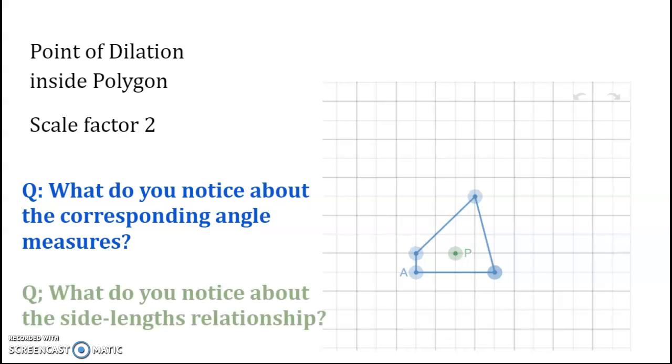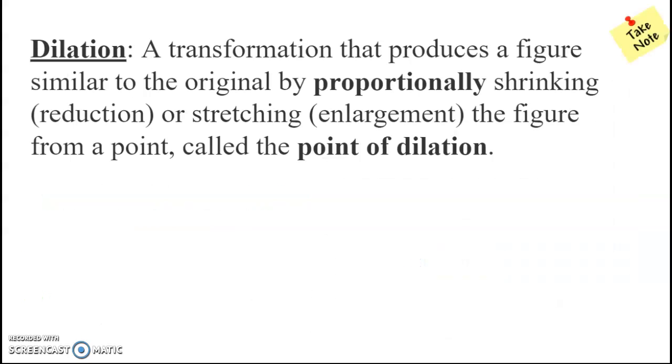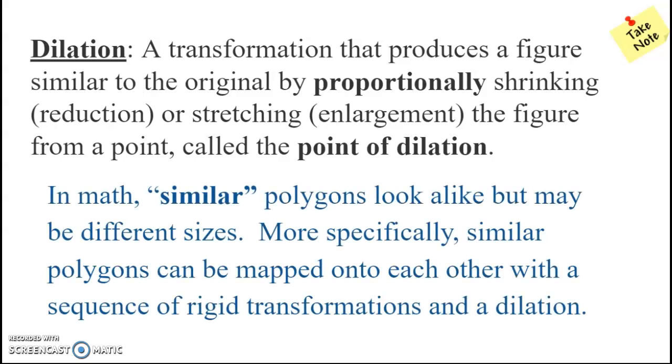Okay, so we've talked about that. All right, I want you to take notes. What is a formal definition of dilation? A transformation that produces a figure similar to the original by proportionally shrinking, that's a reduction, or stretching, an enlargement, of the figure from the point called the point of dilation. And in math, similar polygons look alike, but they may be different sizes. More specifically, similar polygons can be mapped onto each other with a sequence of rigid transformations and dilation. So please pause the video and copy this down.